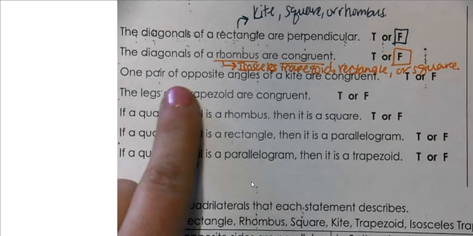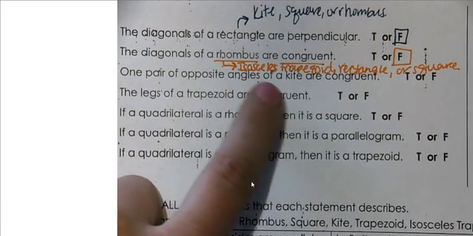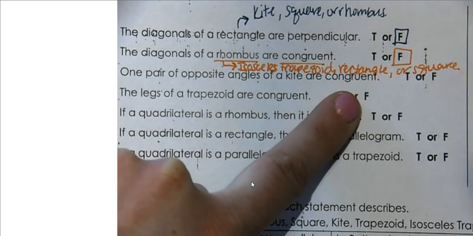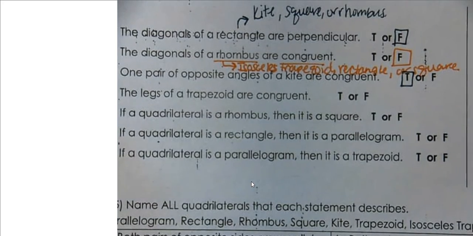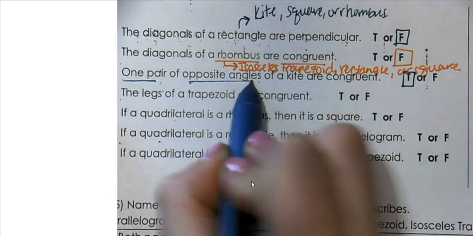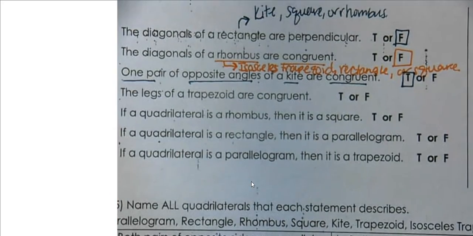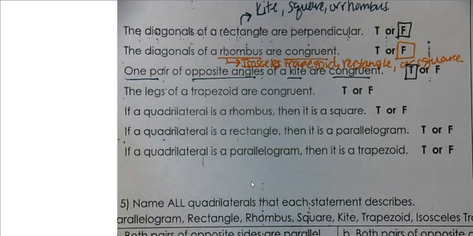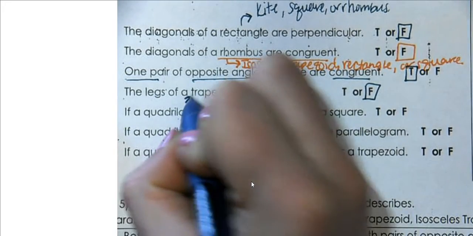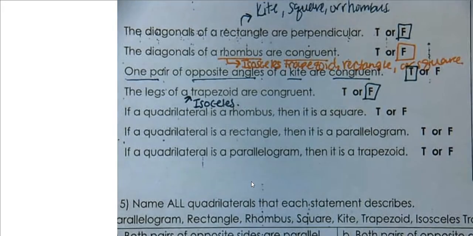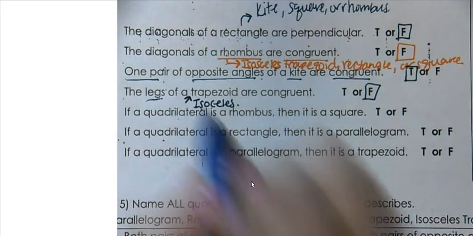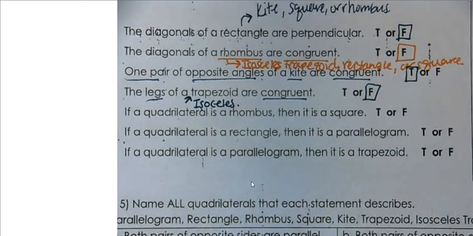One pair of opposite angles of a kite are congruent. That is true. It's where the short meets the long. Only one pair of opposite angles in a kite are congruent. That is true. The legs of a trapezoid are congruent. That is false. Instead, this needed to be isosceles trapezoid. The legs of an isosceles trapezoid are congruent.